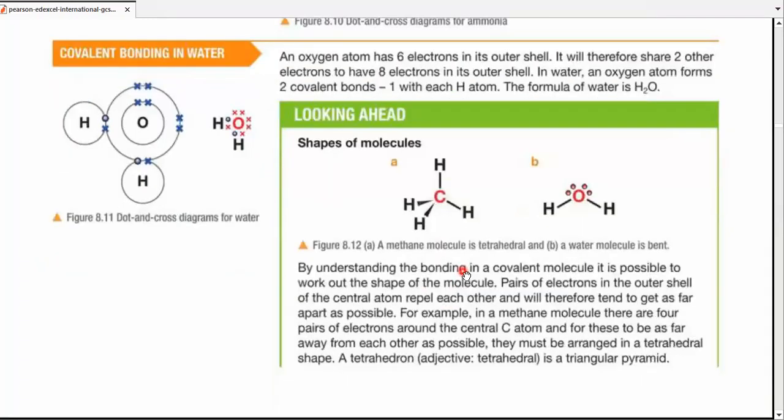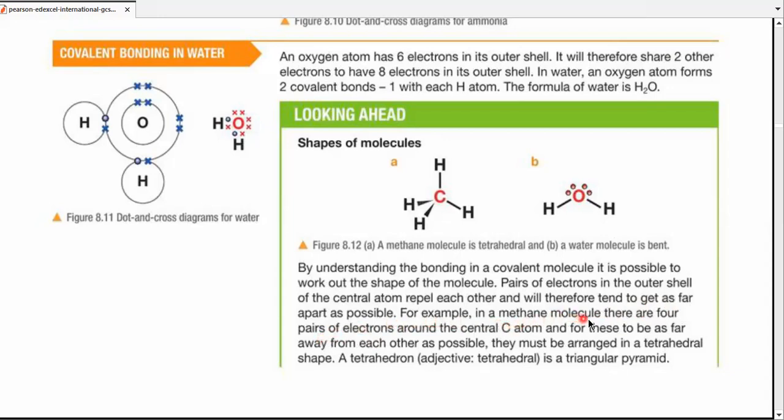So shapes of molecules, methane and water have been drawn differently than what we can see over here. A methane molecule is tetrahedral. A water molecule is bent. So by understanding the bonding in a covalent molecule, it is possible to work out the shape of the molecule. Pairs of electrons in the outer shell of the central atom repel each other and will therefore tend to get as far apart as possible.